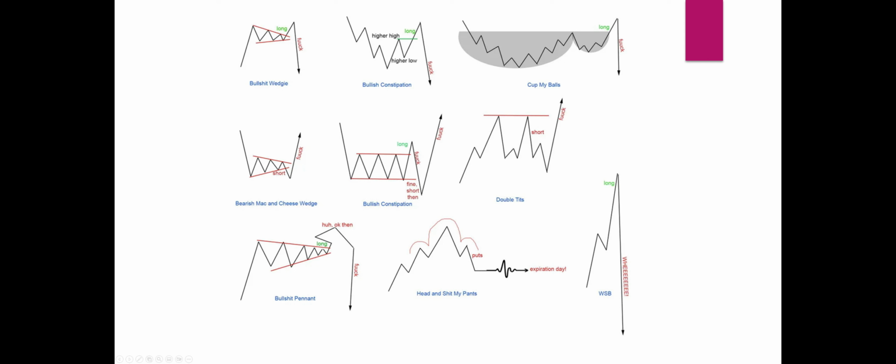You go into puts thinking you're going to get the right shoulder, and it's going to keep continuing downwards, and then it just goes flat to expiration date, right? And you die by theta decay. Like all of these patterns that you see here. This is the kind of stuff that just absolutely annihilates you as a trader.